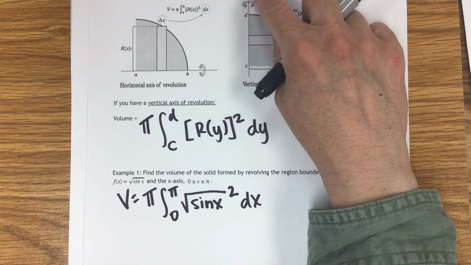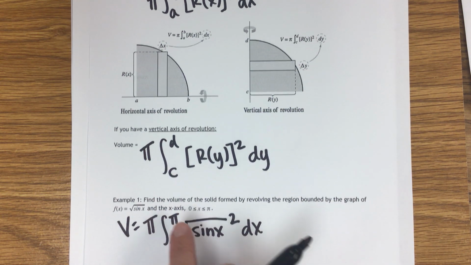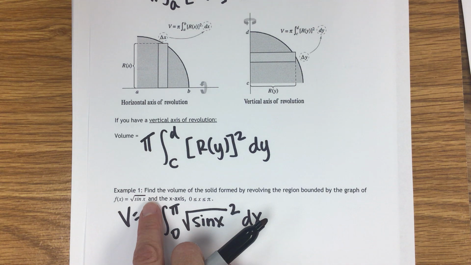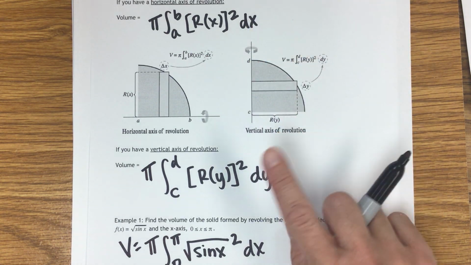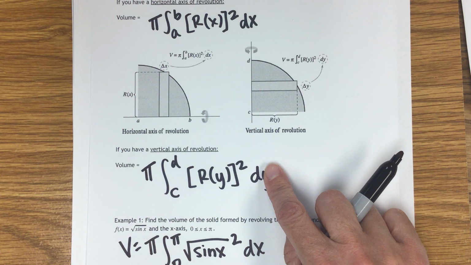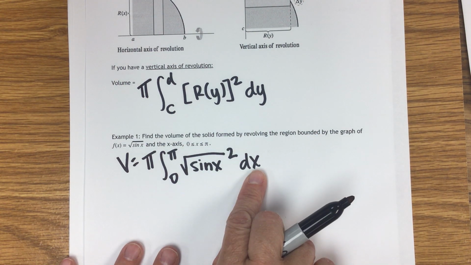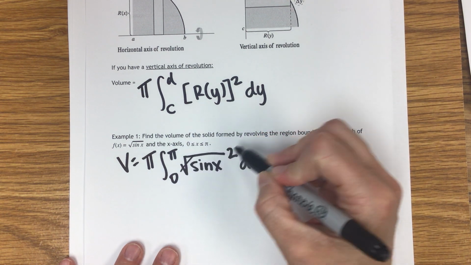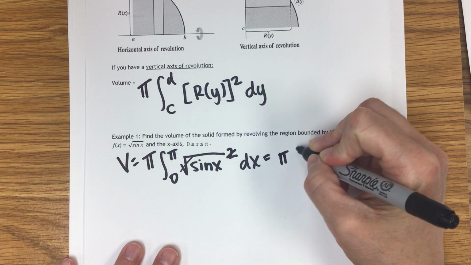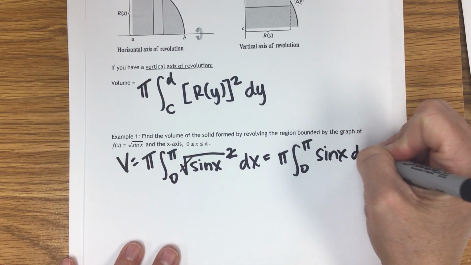I knew I was following that top one because it says that it will revolve around the x-axis. This top one is for revolving around the x-axis. This one is revolving around the y-axis. So I knew that I was following that top one. I'm going to clean this up before I actually do it. I do have a square root and a squared. Those will cancel. So I have pi, integral from 0 to pi, sine of x dx.